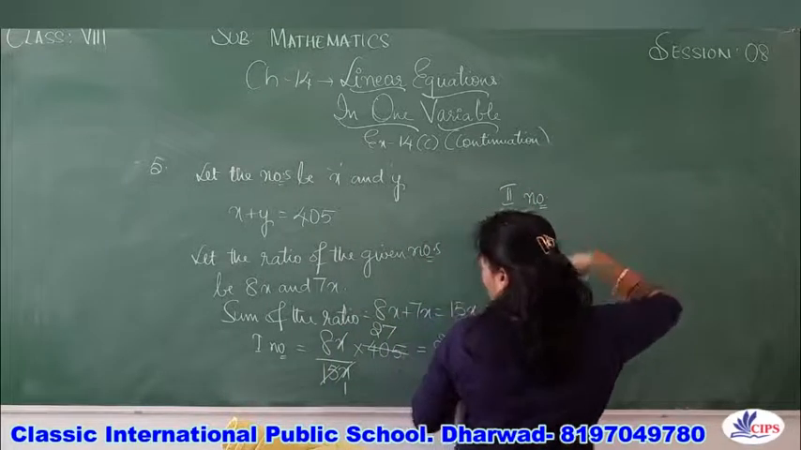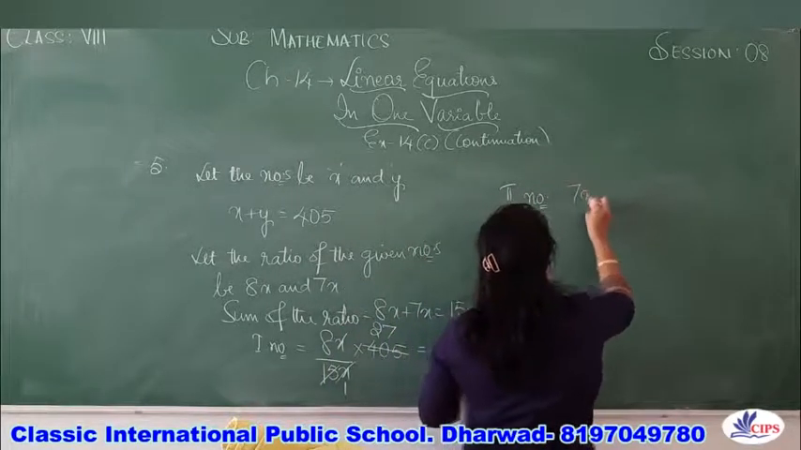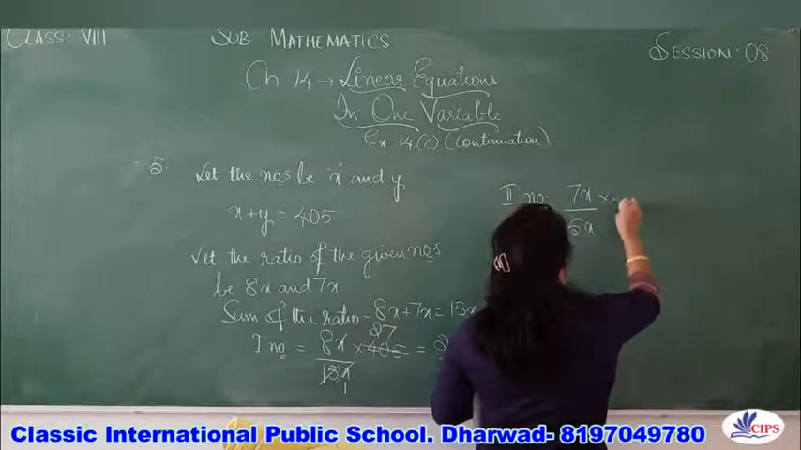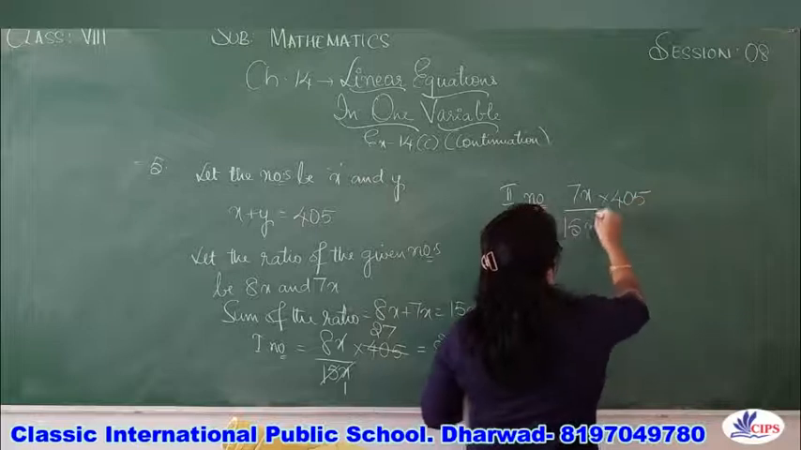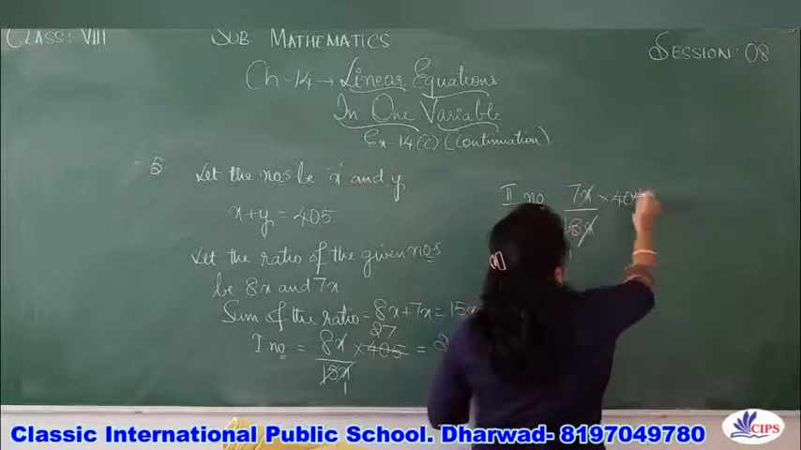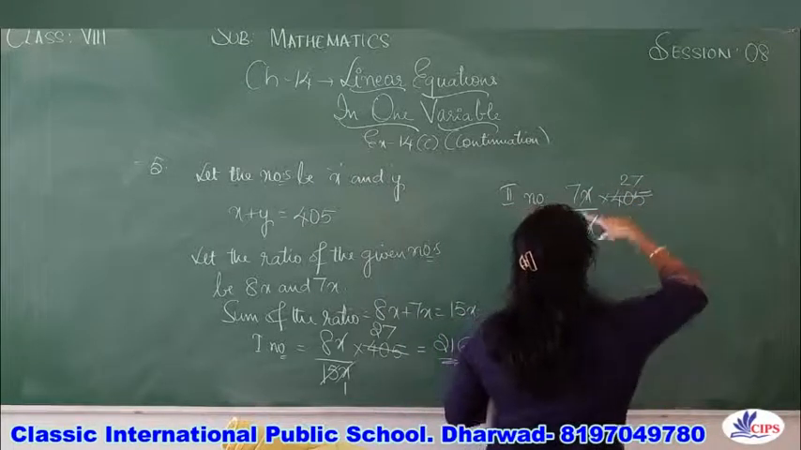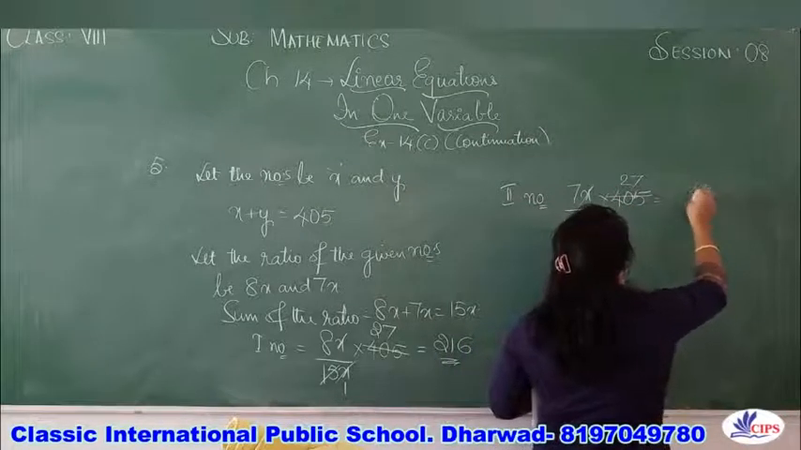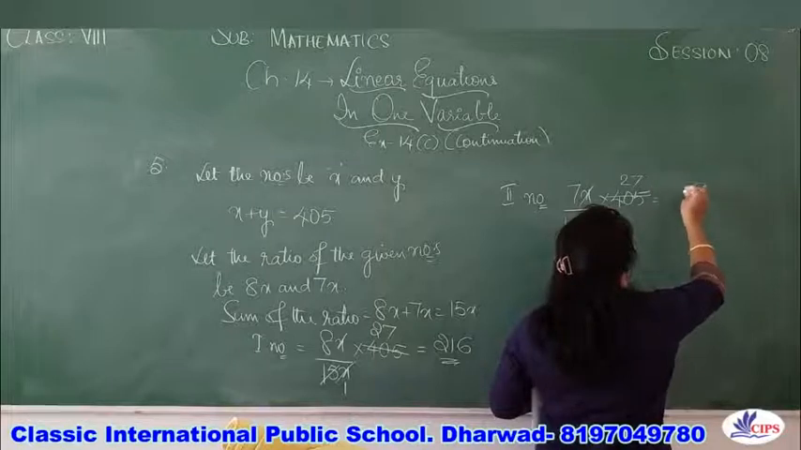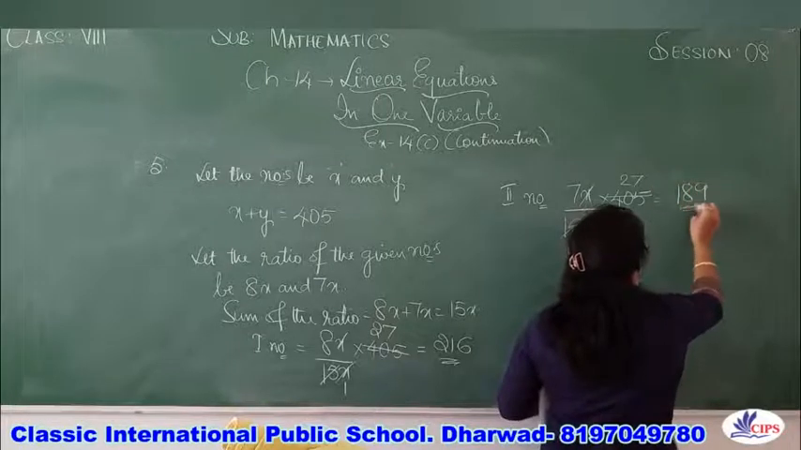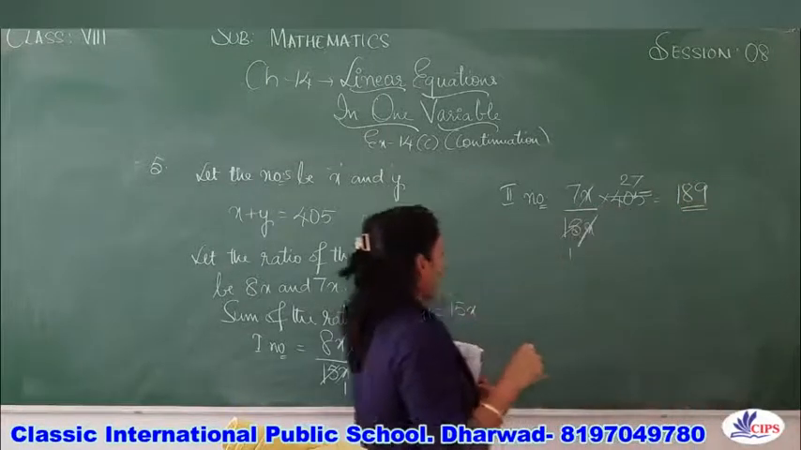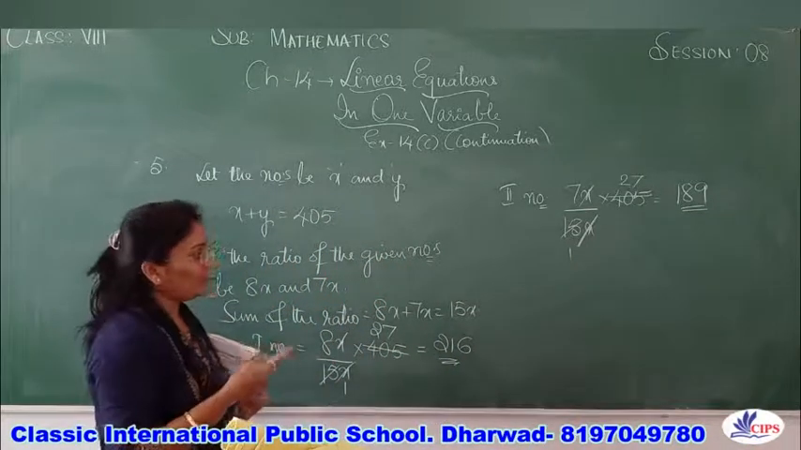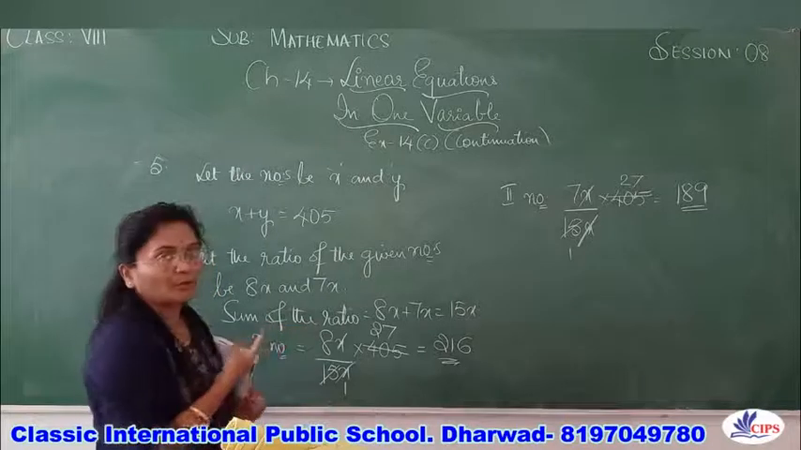Second number is 7x, as they have given you, and our total is 15x and the amount is 405. So x gets cancelled here. 15 ones are 15, 27 is... Now let us multiply this 7 and 27. We get 7 sevens are 49, 7 twos are 14 plus 4, it will be 18. So it is 189. So here the two numbers are 216 and 189. So when you add these both, you will get 405.